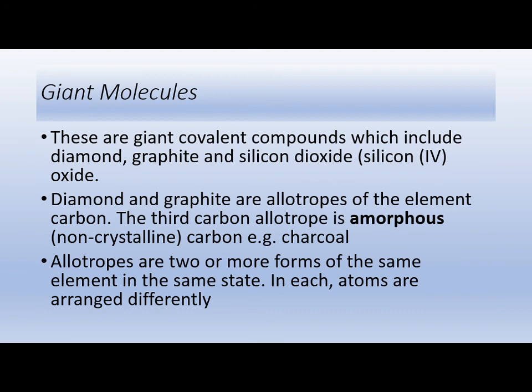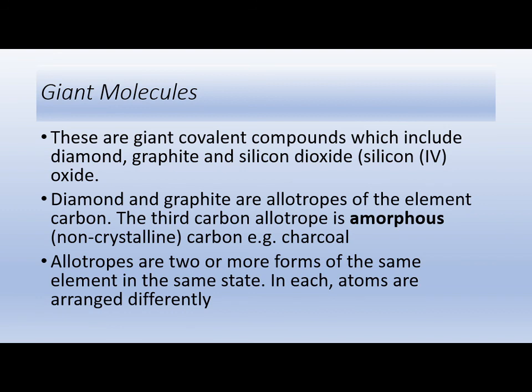Giant molecules. We're still under covalent compounds. These are giant covalent compounds which include diamond, graphite, and silicon dioxide or silicon 4 oxide. Diamond and graphite are allotropes of the element carbon. The third allotrope is amorphous carbon. To be amorphous also means to be non-crystalline. An example of amorphous carbon is coal or charcoal.